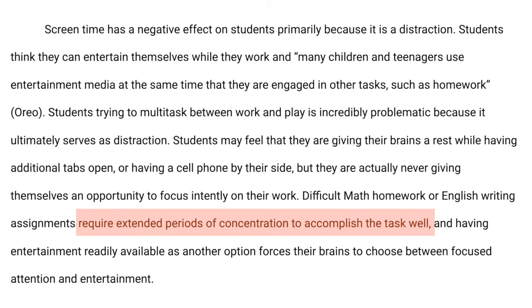And then I dig a little bit deeper into why this is a distraction, and I talk about how math and writing require extended periods of concentration. And that's the key here, that we need to have extended periods of concentration in order to do good work. And the screens are causing a distraction to that concentration. And that's really my explanation or my justification at work.